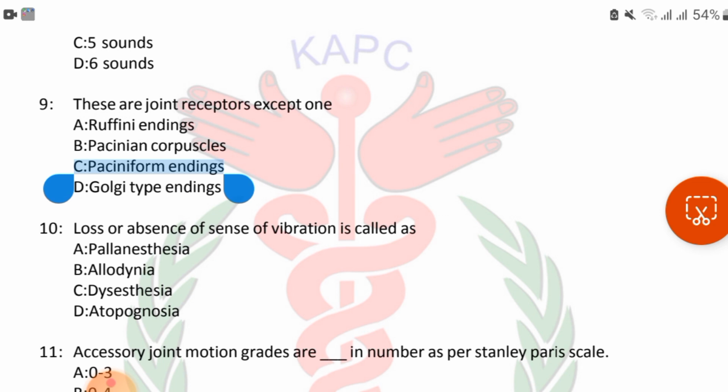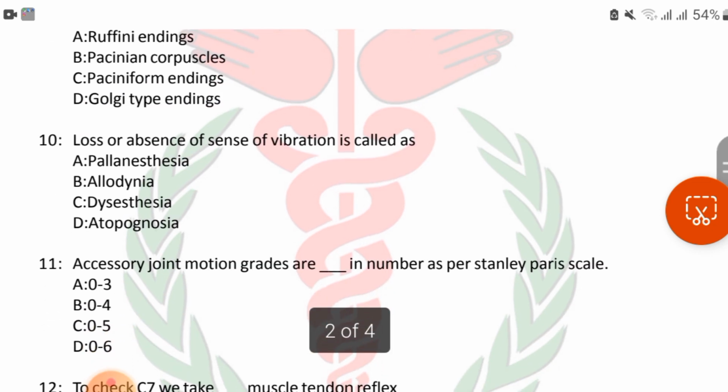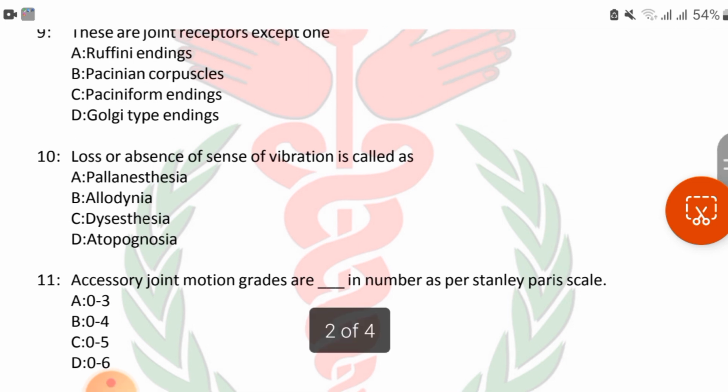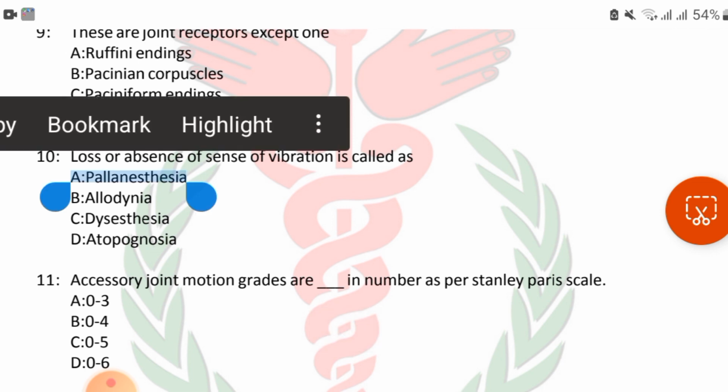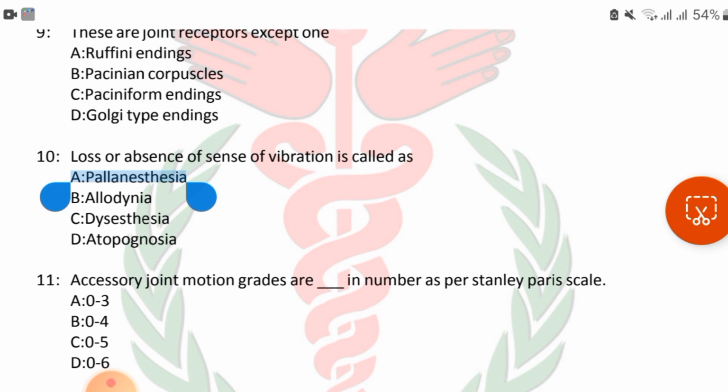Let's move towards the next, the 10th MCQ. Loss or absence of sense of vibration is called as: option A, palinesthesia; option B, allodynia; option C, dysesthesia; option D, atognosia. Loss or absence of sense of vibration is basically called palinesthesia. Option A is correct for MCQ number 10.